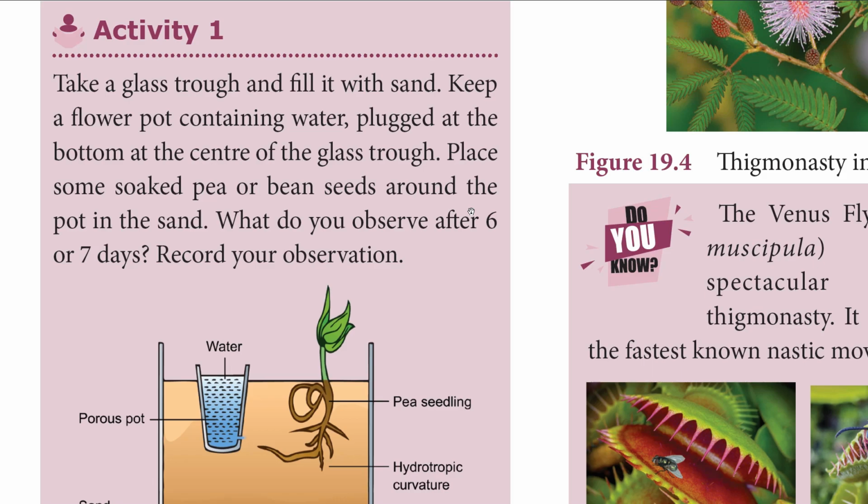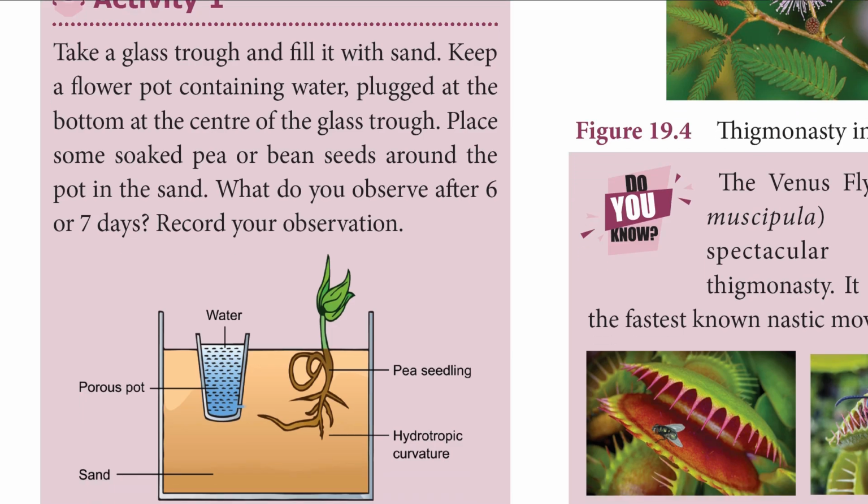Activities to understand the tropic movements. First activity: take a glass container and fill it with sand. Then keep a flower pot which contains water in the center. Plug it at the center of the container. Then place some soaked seeds around the pot and leave it for 6 or 7 days. After 7 days, when you observe the roots of the plant, you can see the roots turning towards the source of the water, that is towards the pot which is fixed with the water. This is a very good example of tropic movement, hydrotropic movement in the roots of the plant. You can see the curvature of the roots towards the water.